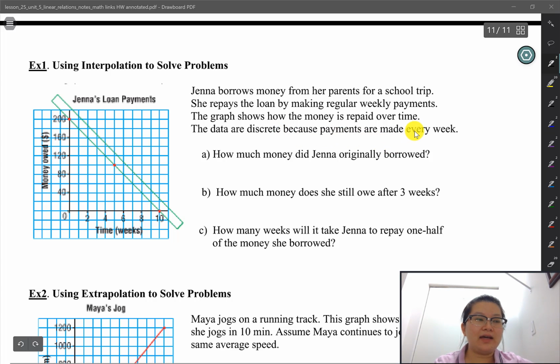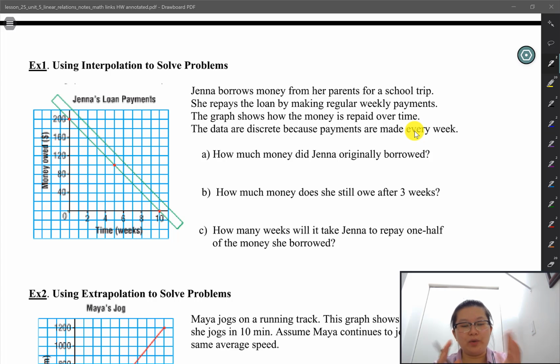So it's not like every minute, every second of the week, Jenna is slowly feeding money to her parents. It's, okay, after 1 week, she gives a lump sum. After another week, she gives a lump sum, and so forth. Which is why this is a discrete data set, meaning in the time in between weeks, she's not making any payments. So it's just bloop, blop, blop, bit of money to her parents.